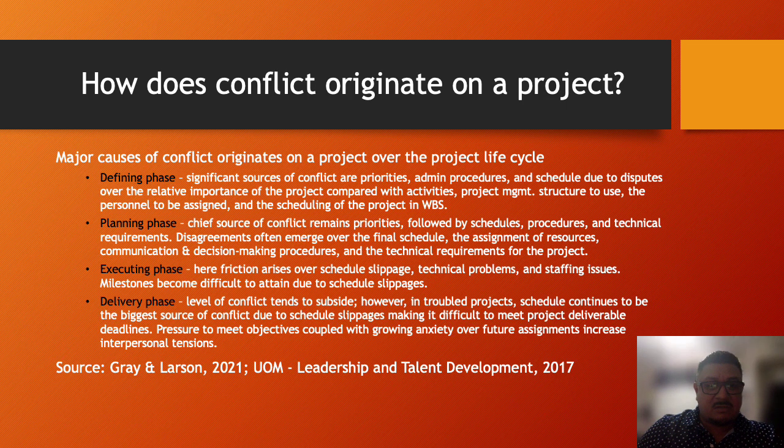Here, the friction arises over the schedule slippage, technical problems, and staffing issues. Milestones become difficult to obtain due to schedule slippages. And then there's the delivery phase. The level of conflict tends to subside. However, in troubled projects, schedule continues to be the biggest source of conflict due to schedule slippage, making it difficult to meet project deliverable deadlines. And the pressure to meet objectives, coupled with a growing anxiety over future assignments, increase interpersonal tensions.